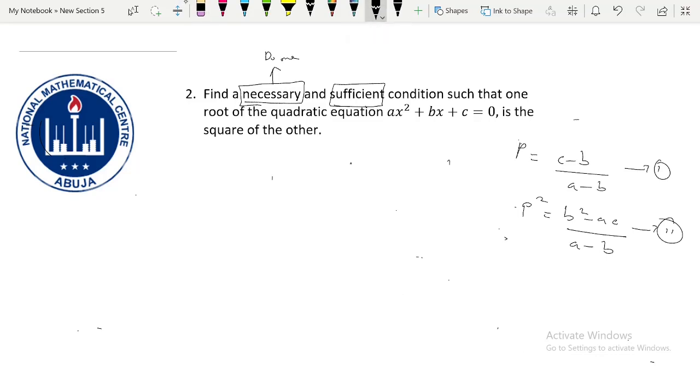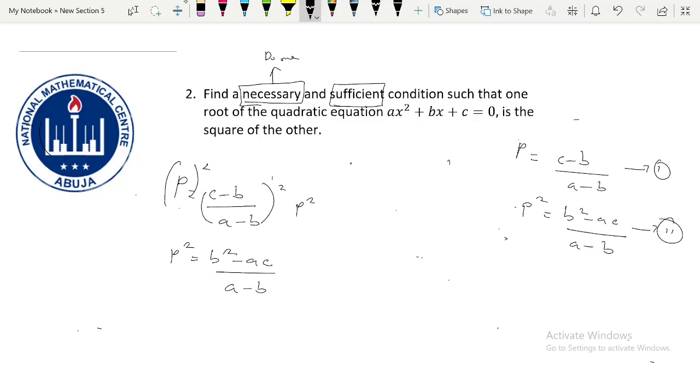So we know that p is now okay. We know that p is (c minus b) over (a minus b), and we know p squared is (b squared minus ac) over (a minus b). So if I square both sides, I have that p squared is (c minus b) all squared over (a minus b) all squared, right?